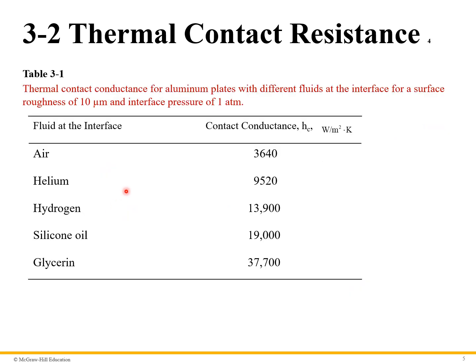So what is the value of this typical h_c? Well, our book gives a good table for this. For air, it turns out it's 3640. Helium is 9520, all the way up to glycerin, which is 37,700. So it can be pretty significant.